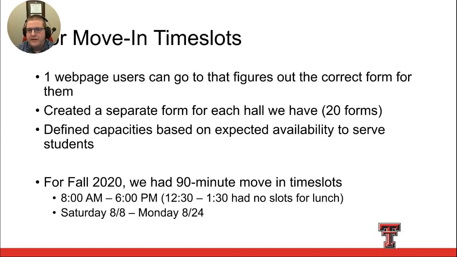And then we define capacities based on our expected availability to serve students. So I believe we basically mapped out the 8 or 9 days of move-in that we expected students to show up and figured out, well, for the 500 people for this hall, if we had 6 or 7 options per day across 8 or 9 days, how many people would need to move in per section? And that's kind of how we governed how many people should move into the hall at any given 90-minute block.